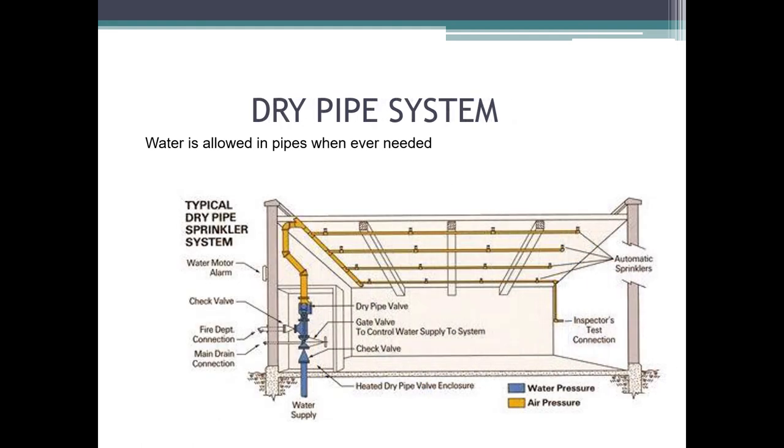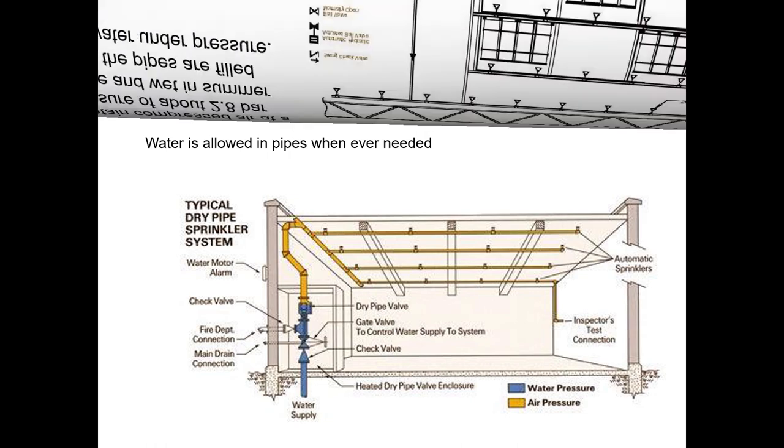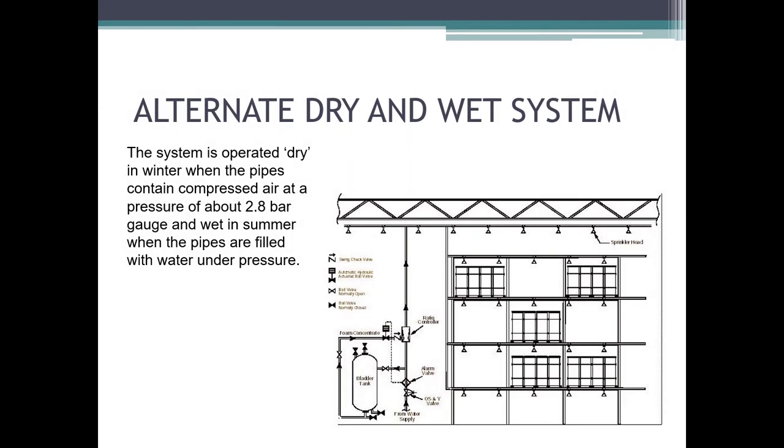Another one is the dry pipe system, in which water is allowed only when it is needed. It is always there in the main pipe, but in the sprinklers it comes only when it is allowed by activating the dry pipe valve. And this is the alternate system in which in winters the pipe is dry with an air pressure of 2.8 bar, but in summers the pipe is always wet, means full of water.